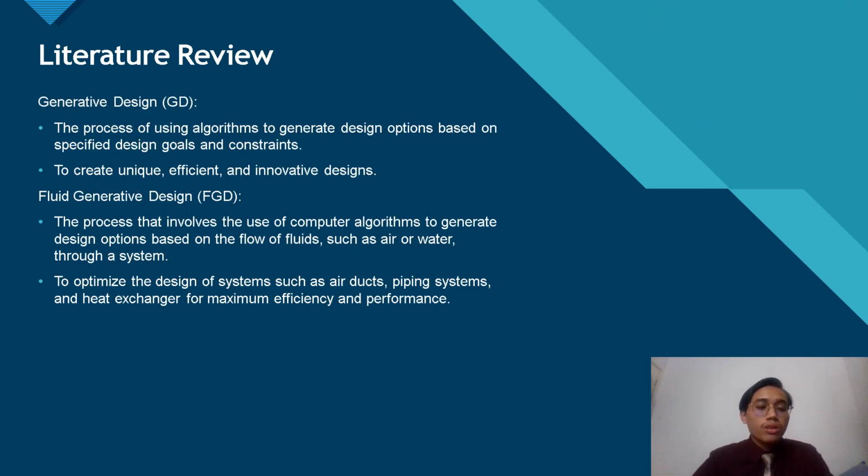Okay, next continue with generative design, GD, the process of using algorithms to generate design options based on specific design goals and constraints, also used to create unique, efficient, and innovative designs. And lastly is fluid generative design, FGD, the process that involves the use of computer algorithms to generate design options based on the flow of fluids such as air or water through a system. Also used to optimize the design of systems such as air ducts, piping systems, and heat exchangers for maximum efficiency and performance.